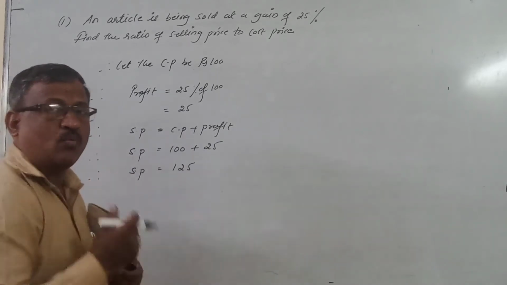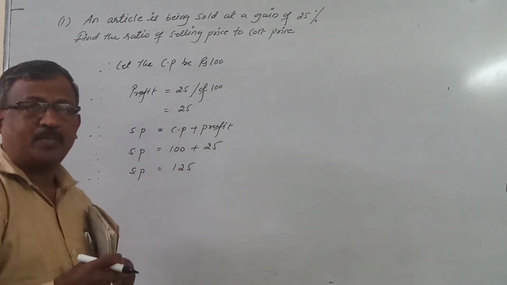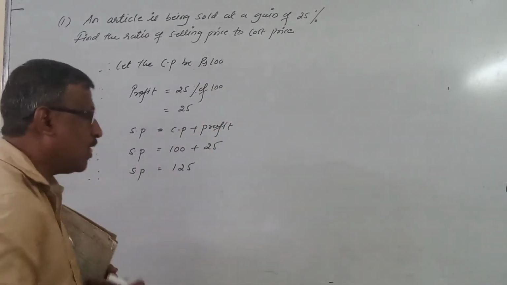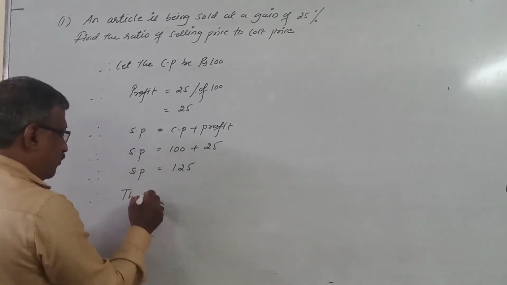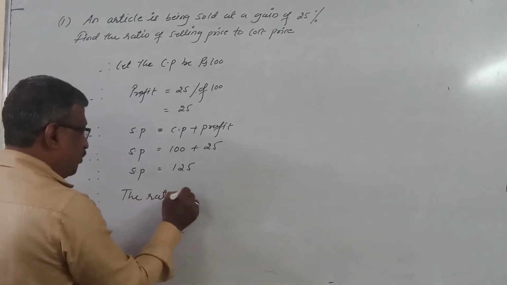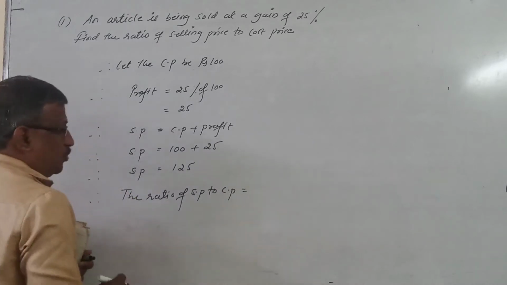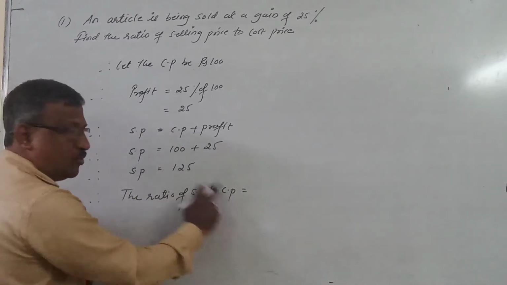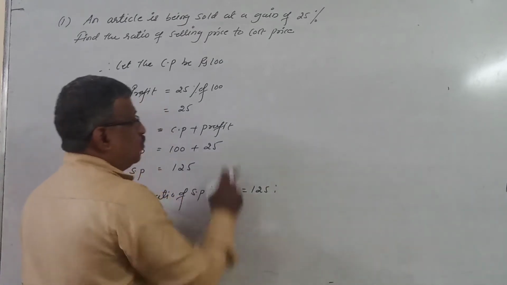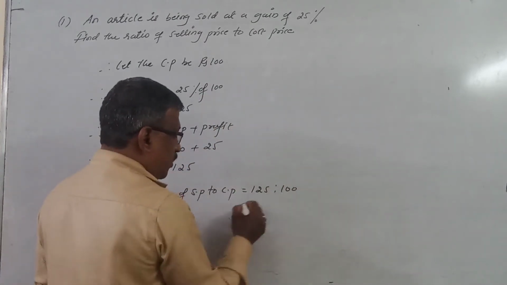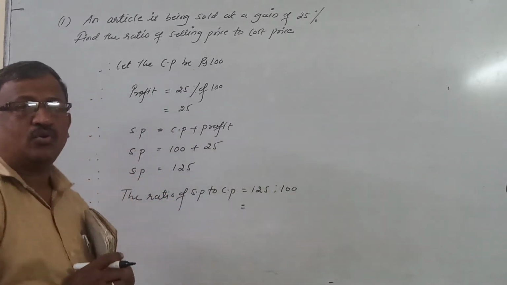What they are asking is the ratio of the selling price and cost price. Now both the prices are known, so we can easily find the ratio. Let's calculate it. The ratio of selling price to cost price: we are comparing selling price to cost price. What is my selling price here? It is 125, is to, what is my cost price? It is 100. So 125 is to 100 is my ratio of selling price to cost price.